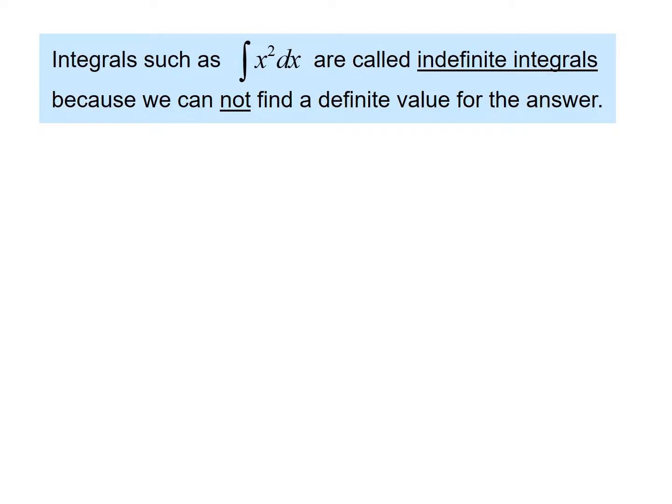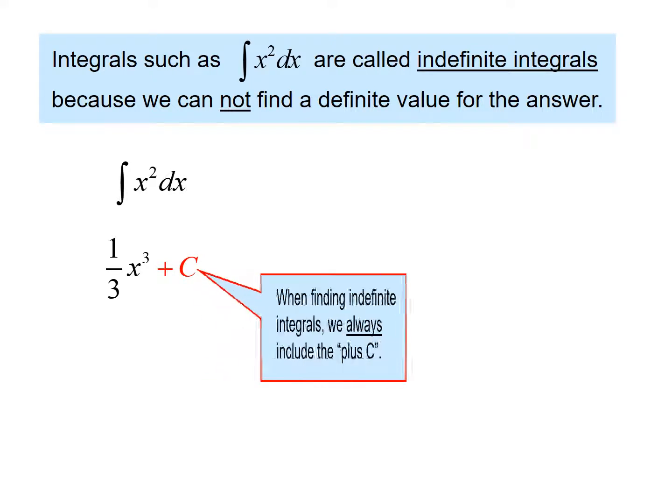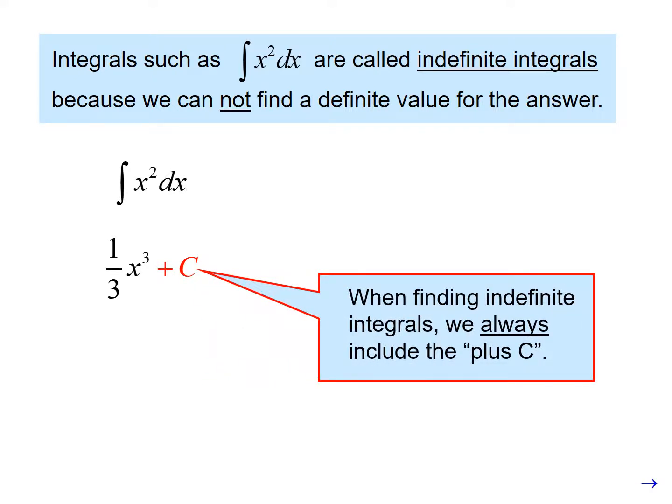Now, if we leave off the limits of integration, the integral of x squared dx, we call that an indefinite integral. We're not going to get a numerical answer here, we're going to get a function. We're going to find the antiderivative. So if we take the integral of x squared dx, that's just 1/3 x cubed plus c. So for an indefinite integral, we always have to include the plus c because we're finding the function that this came from, and that function could include some constant.